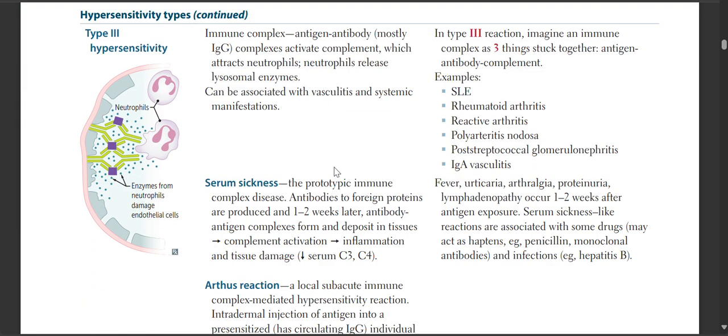Okay. So we discussed that type 2 hypersensitivity reaction was because of an antigen. Now type 3 is because of an antigen and antibody complex. So it's because of an immune complex.